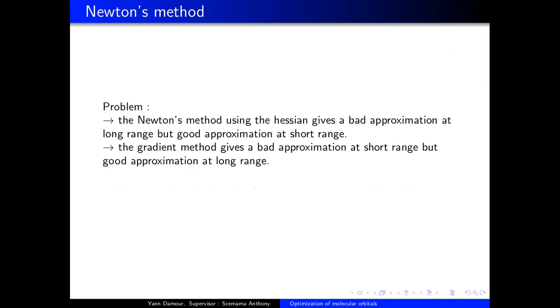So the problem is the Newton method using the Hessian gives a bad approximation at long range, but gives a good approximation at short range. And on the contrary, the gradient method gives a bad approximation at short range and a good approximation at long range. So we have to find a solution.